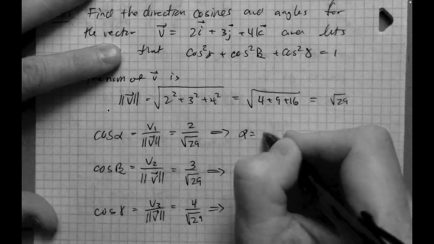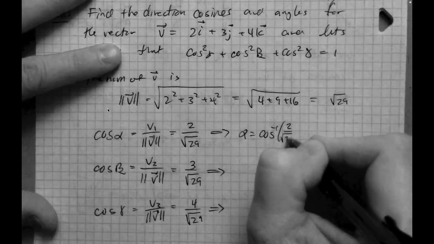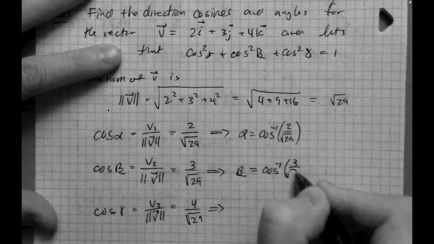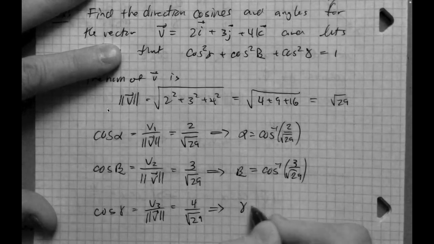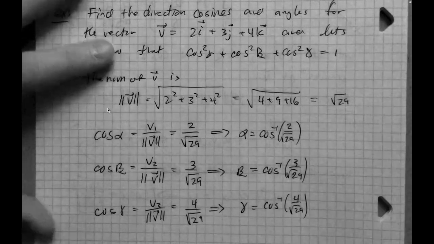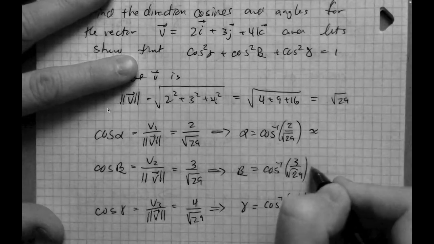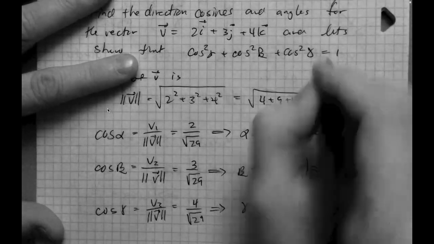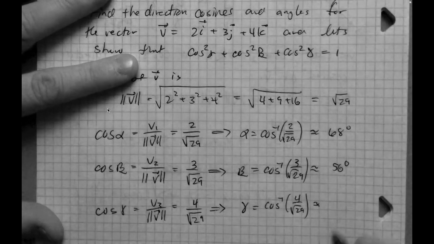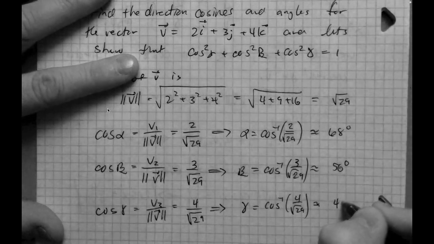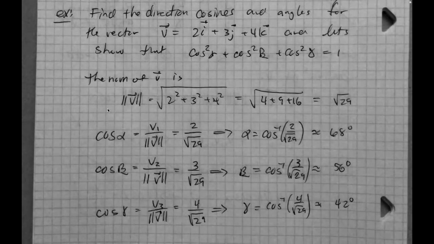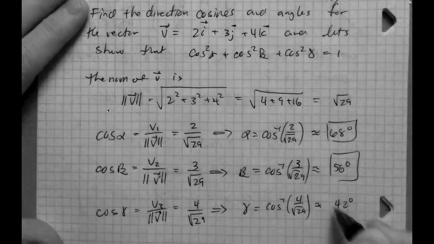Each of these we can use to find alpha, beta, gamma. Alpha will be the inverse cosine of 2 over the square root of 29. Beta is the inverse cos of 3 over the square root of 29, and gamma can be found using the inverse cos of 4 over the square root of 29. In each case, you can pull out a calculator and plug these in, and you get something like 68 degrees, then 56 degrees, and I did this in advance, 42 degrees. So that part's pretty straightforward. Just follow the recipe for these.